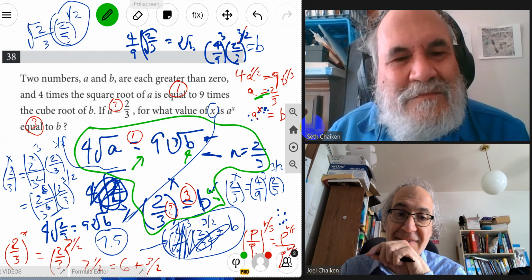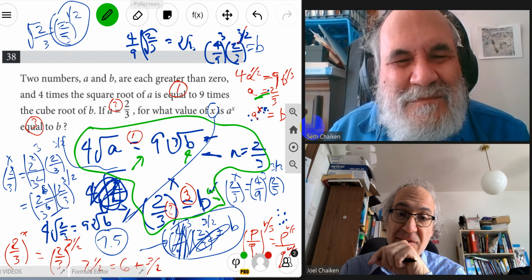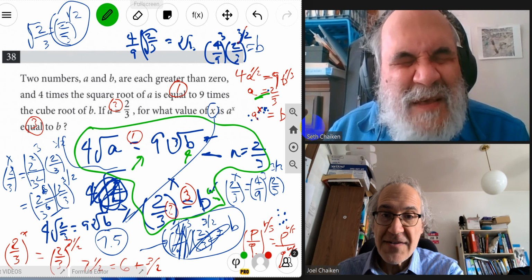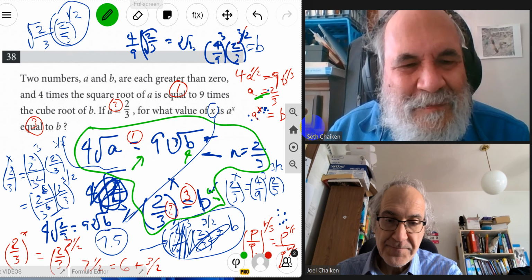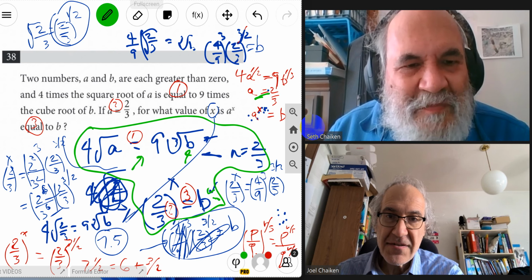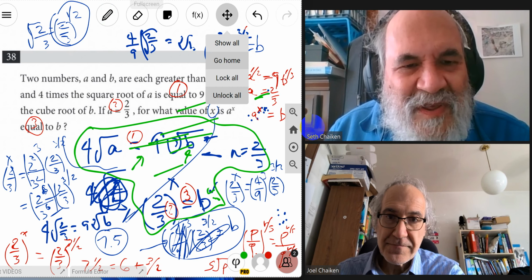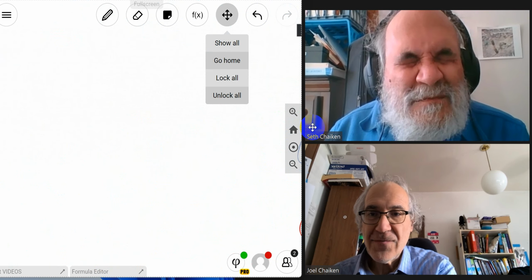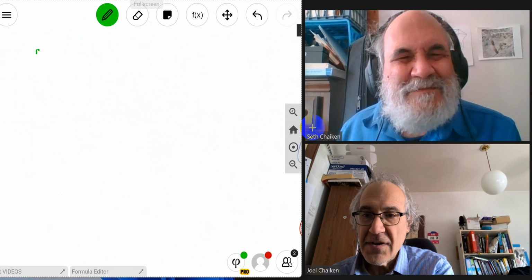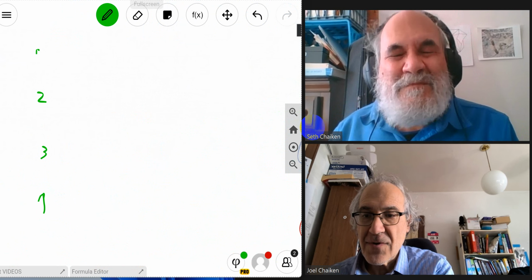Yeah, there are 4 exponent rules you have to use here. There's a whole bunch of them. So let's just really quickly write them out. P to the R divided by S is equal to P to the R divided by S. No, there are at least 4 exponent rules.